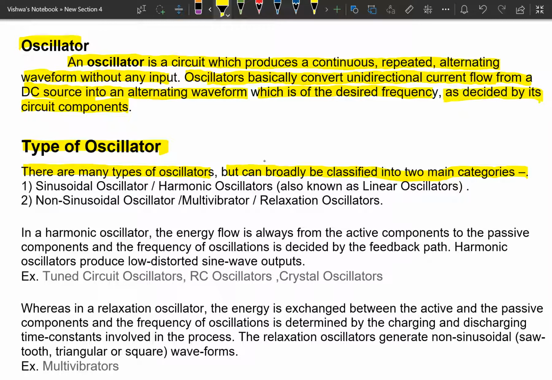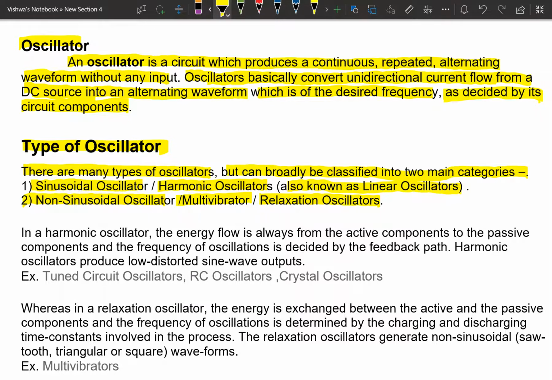One is sinusoidal oscillators or harmonic oscillators, also called linear oscillators. Another type is non-sinusoidal oscillators, which we call multivibrators or relaxation oscillators. These are the two types of oscillators. For our syllabus, there are only non-sinusoidal oscillators, or multivibrators.